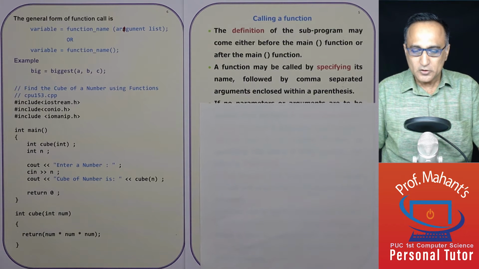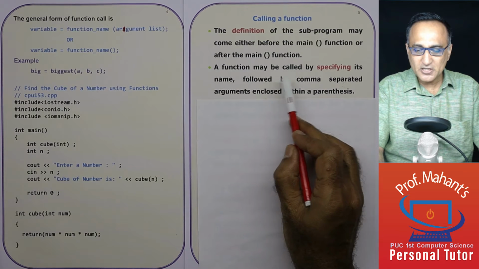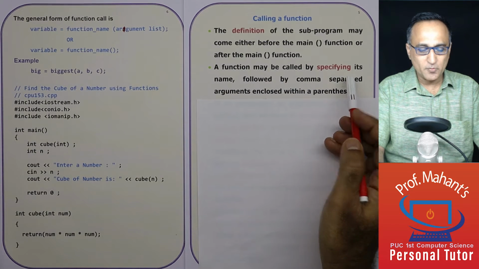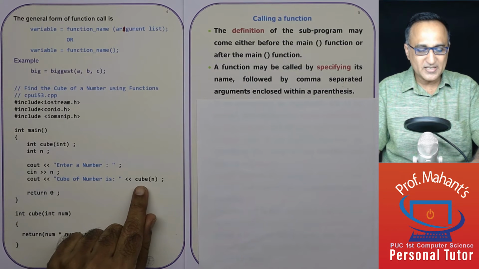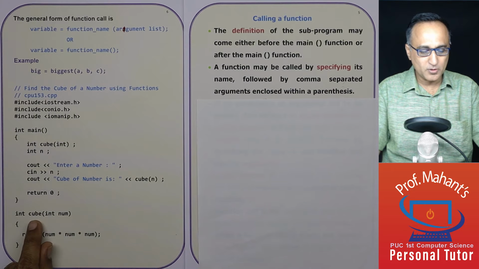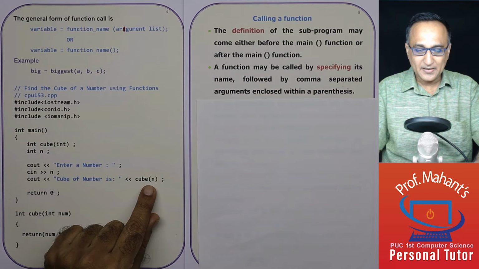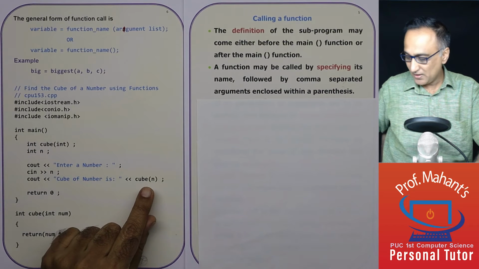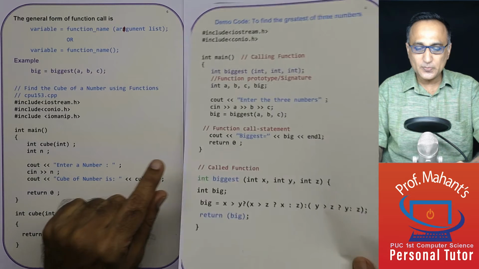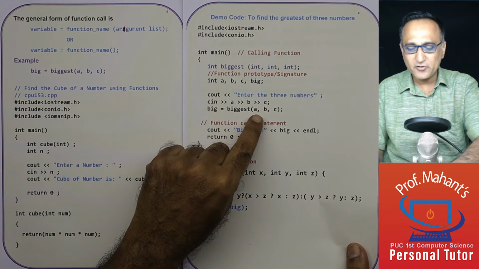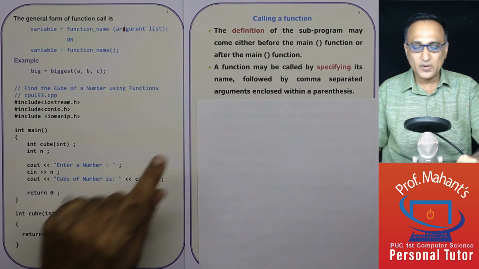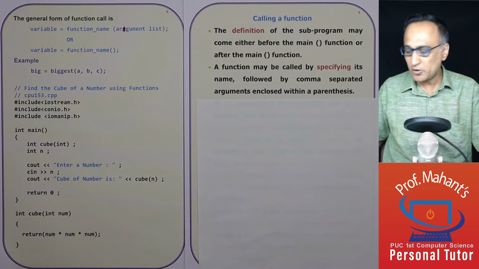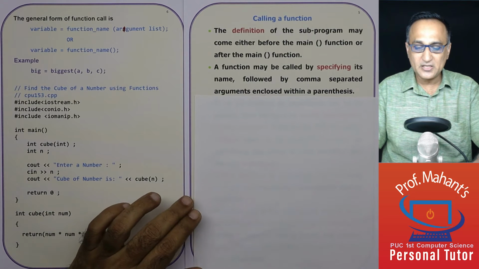Then, look at the next thing. A function may be called by specifying its name followed by comma separated arguments. So what is the name I'm calling? Function name is cube. What is the argument? N. Do I have more than one value to send? No. So I am not separating them by comma. Whereas if you had looked at biggest, I have three arguments or three parameters. That's why I am separating them by comma. Whereas I have only one argument, so I am not required to separate anything by comma.